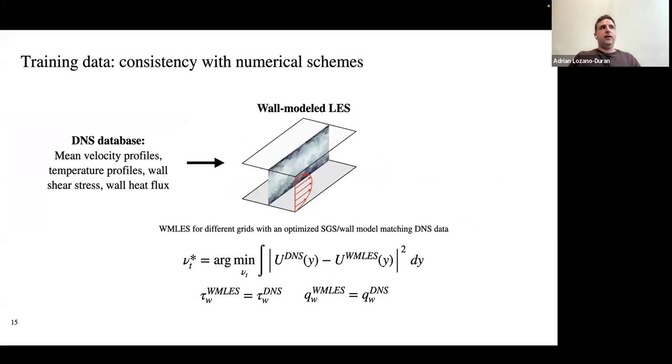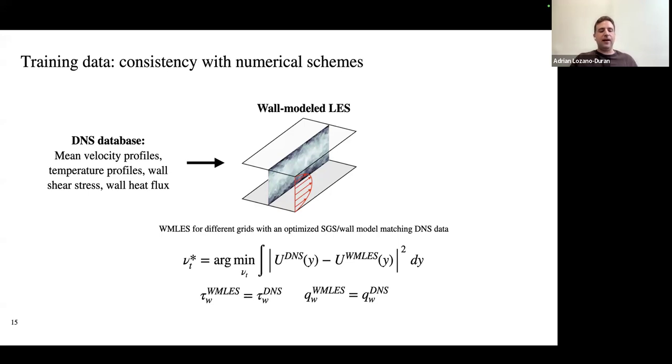So this is the training data, and the training data comes from DNS, but we don't use the DNS itself. The reason for that is that in these LES cases that we run, typically the grid is very coarse. And when the grid is very coarse, the effect of the numerical scheme in your solver is very important. It's almost order one. So it really matters which numerical schemes you are using. And the model has to learn what the numerical scheme is, and it has to correct for that. So a typical approach that many people have followed before is to use filtered DNS.